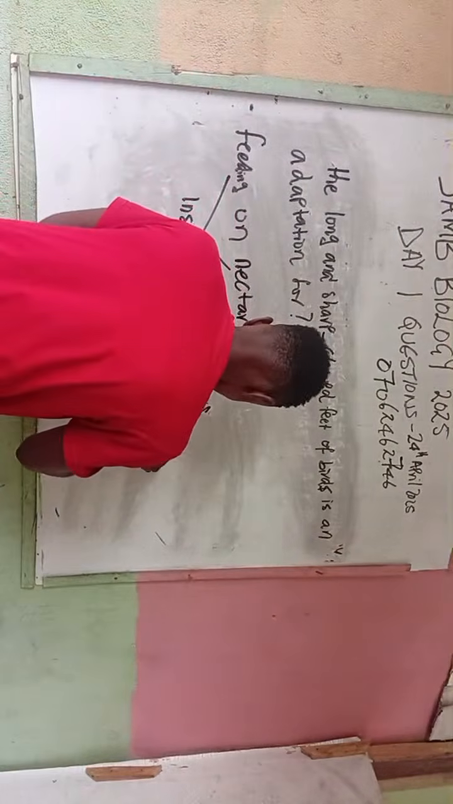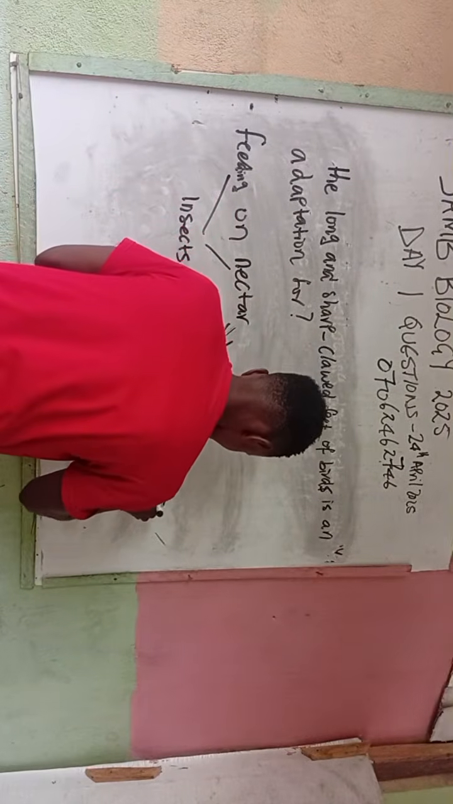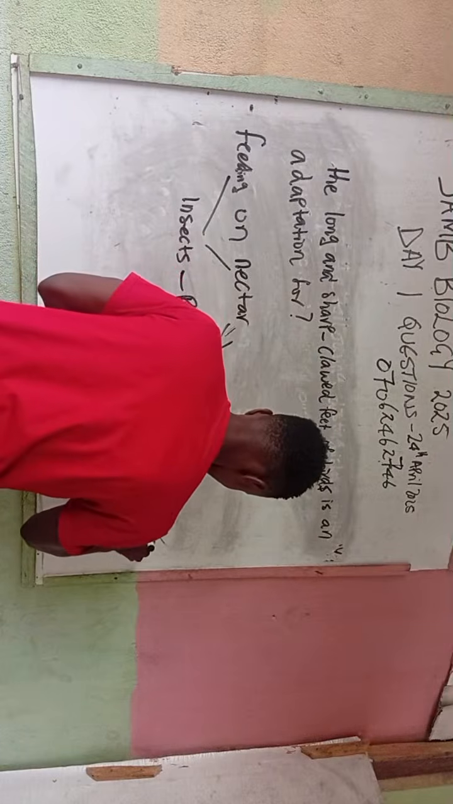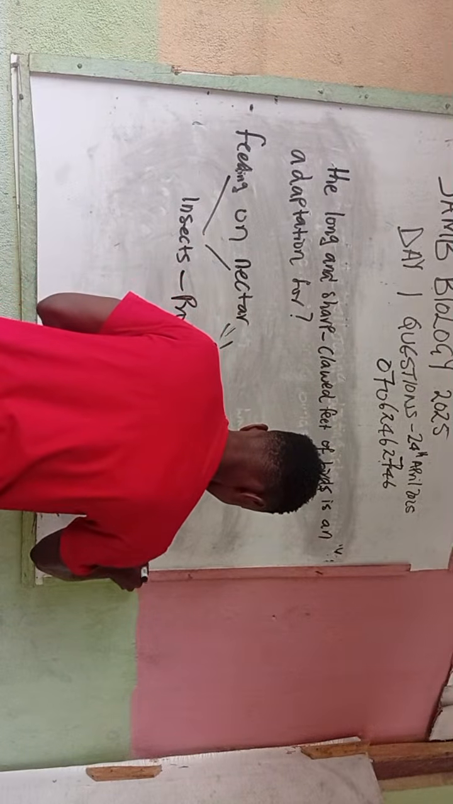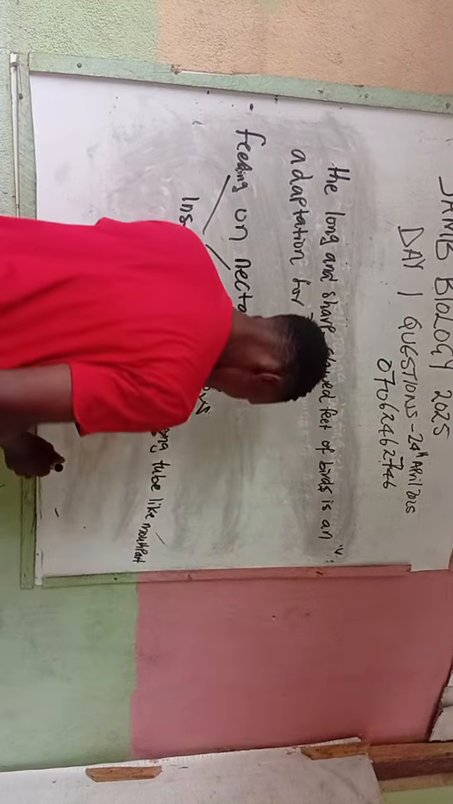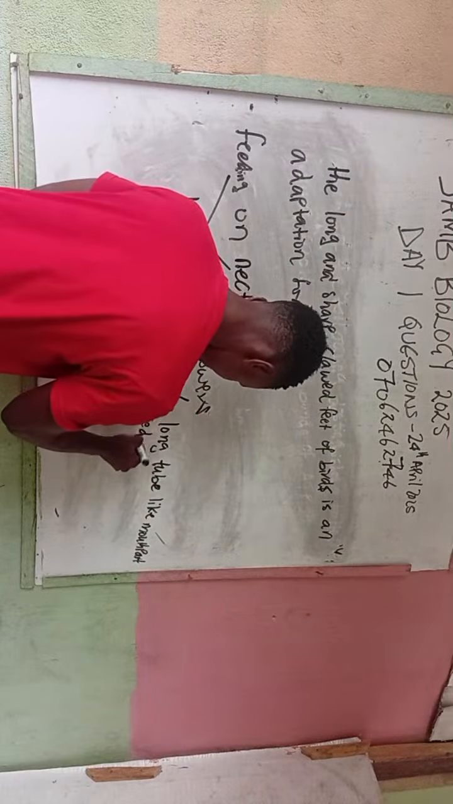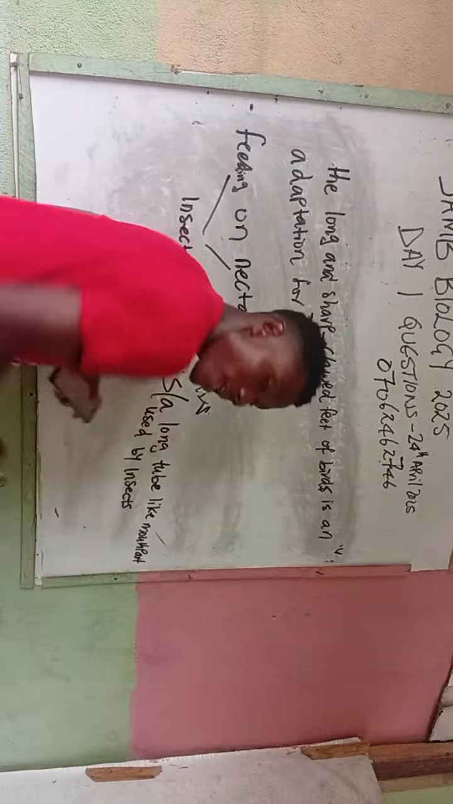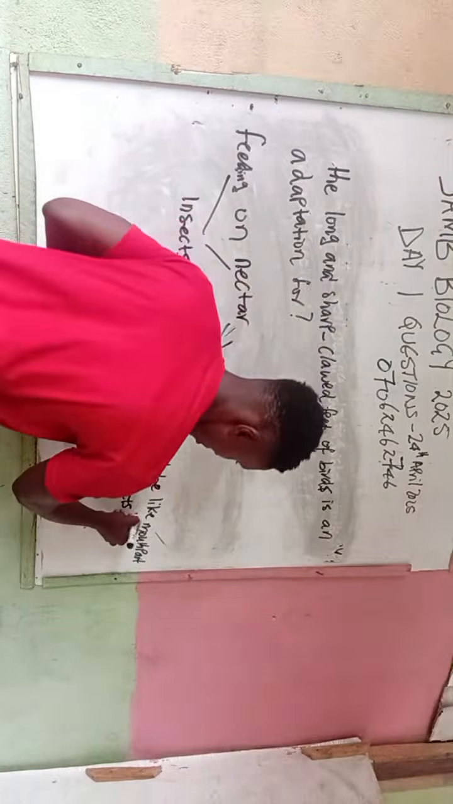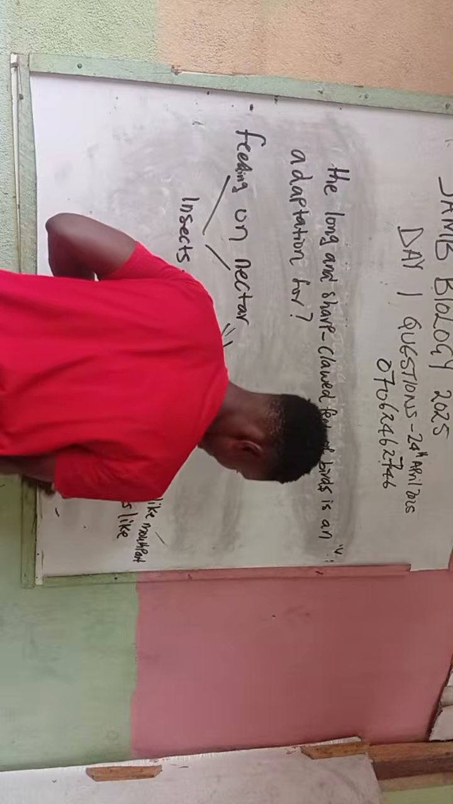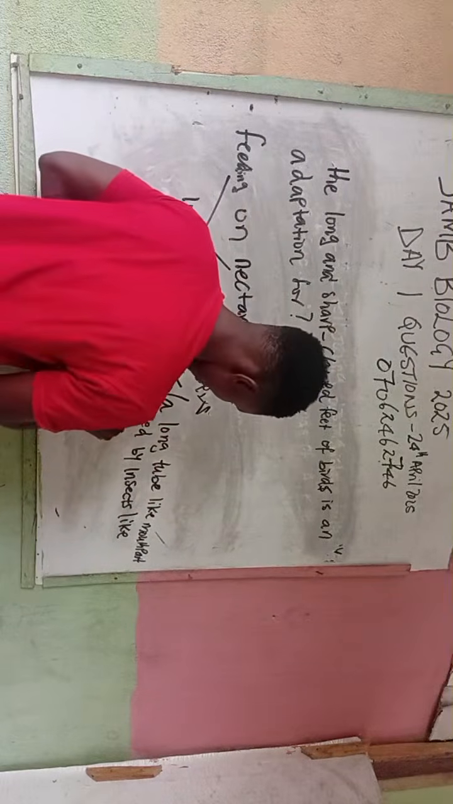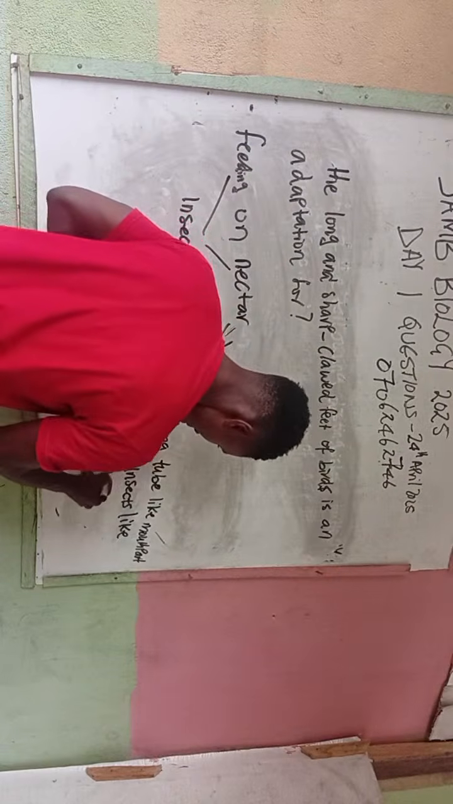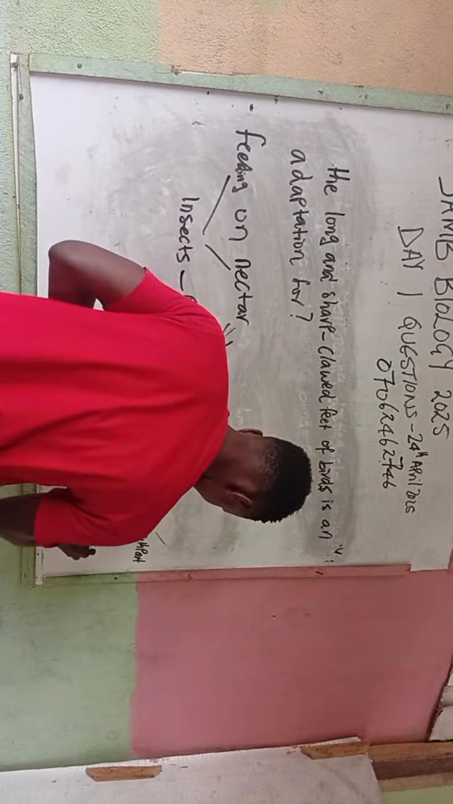A long tube-like mouth part used by insects. Used by what? Insects. Insects like what? Butterflies. To suck what? Nectars.